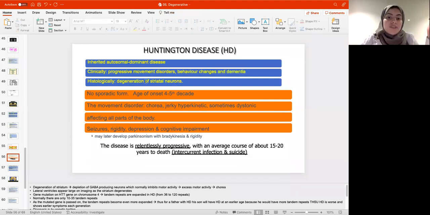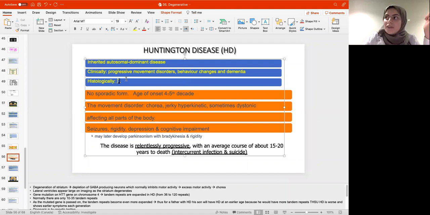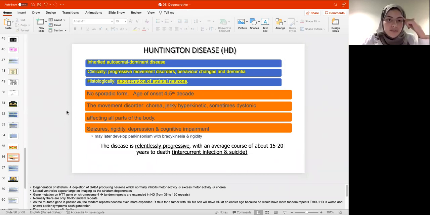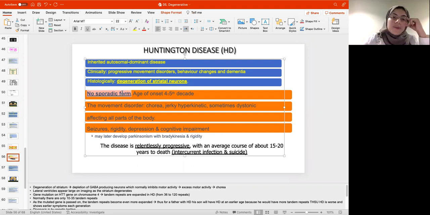Histologically, they have degeneration of the striatal neurons, which we said are GABAergic neurons. And they don't have any sporadic form. This is important to remember: Parkinson's, Creutzfeldt-Jakob and most diseases have a sporadic form, but with Huntington there's no way you can have it unless you inherited it. That means he has to have a positive family history. No patient will come to you suddenly with Huntington; the scenario will always hint at a family history.